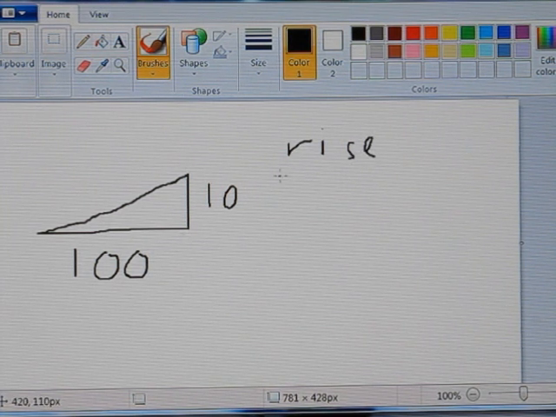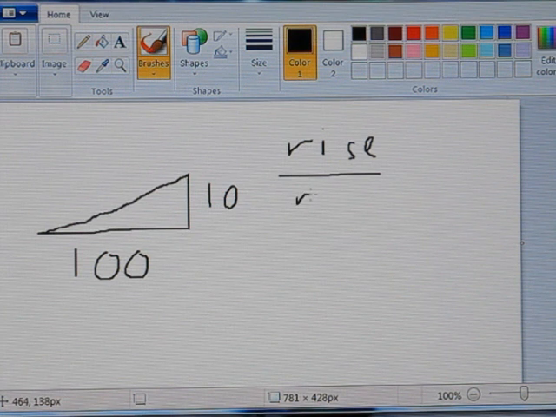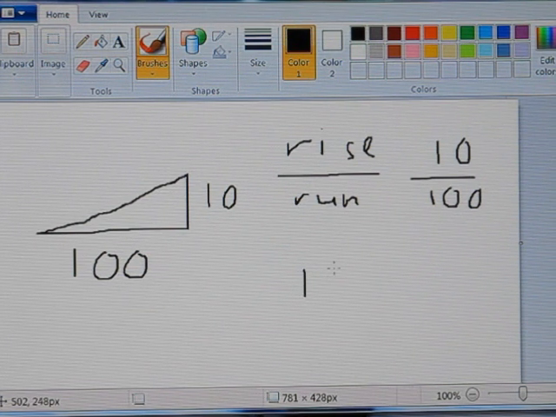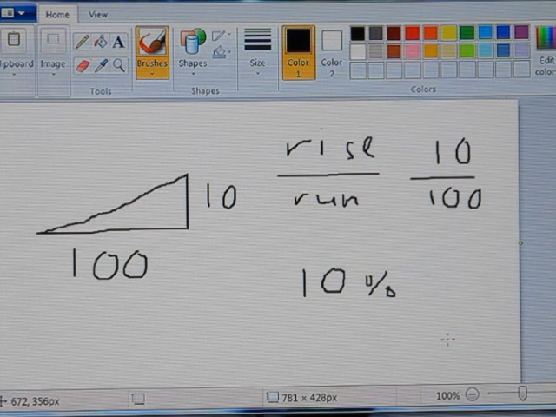Not that good at paint. Over run. So 10 over 100, which equals 10%. So you'd have a 10% grade if you're to rise up 10 feet over 100 foot distance.